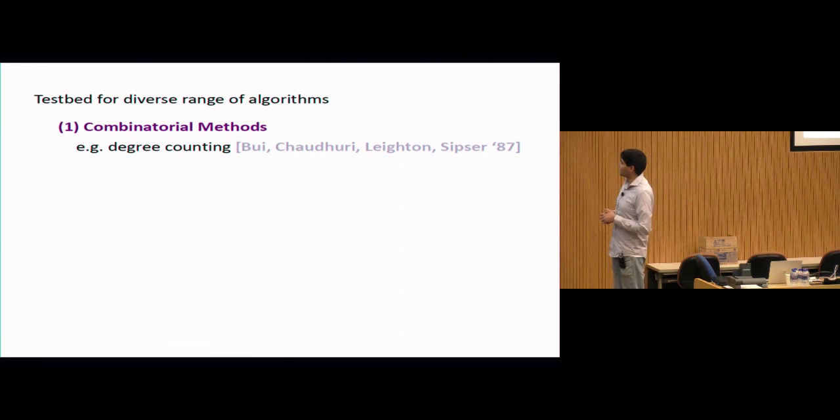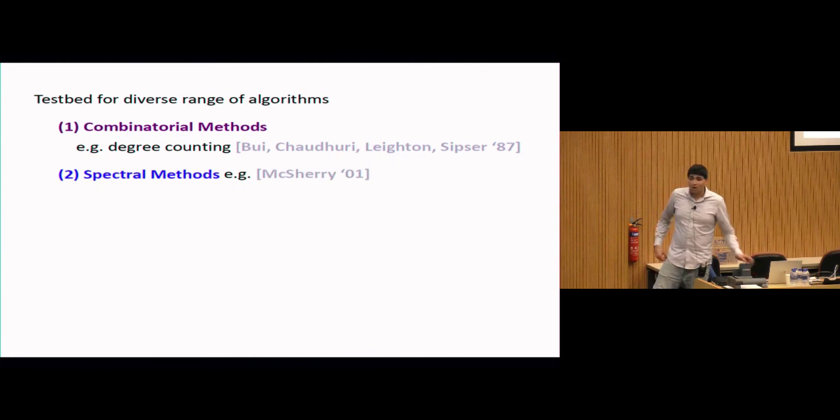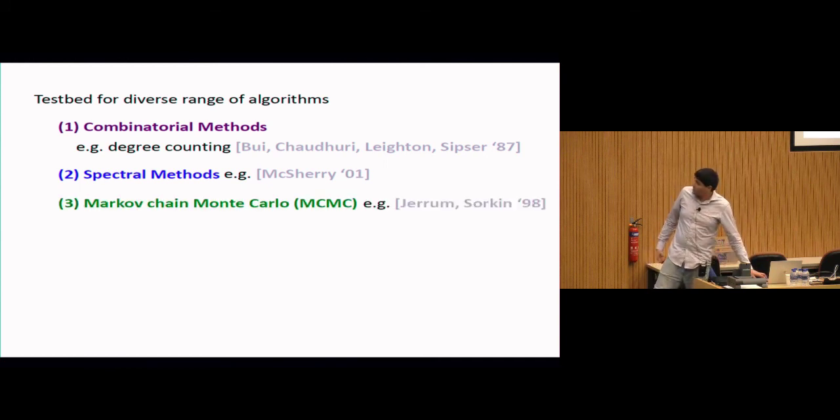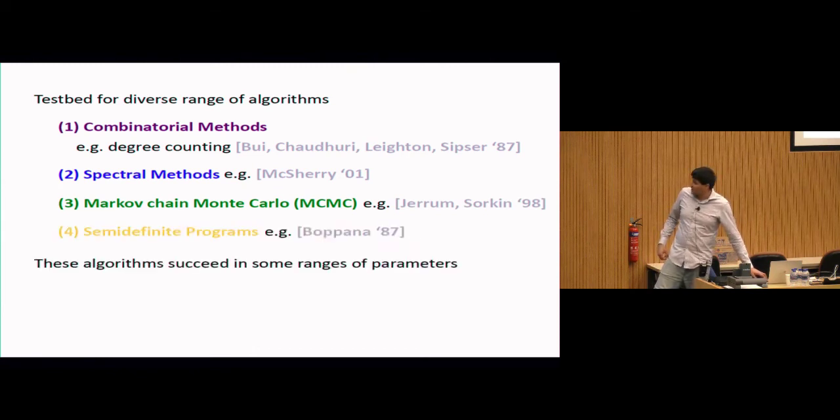Some of the first things that were invented were combinatorial methods, things like degree counting to figure out who belongs to the same community and who belongs to different communities, with provable guarantees. Then there were all kinds of spectral techniques, where you take your graph and form an n by n adjacency matrix, and the top k singular vectors will tell you a whole heck of a lot about which nodes belong to which communities. There were other techniques like MCMC techniques. There were semi-definite programs instead.